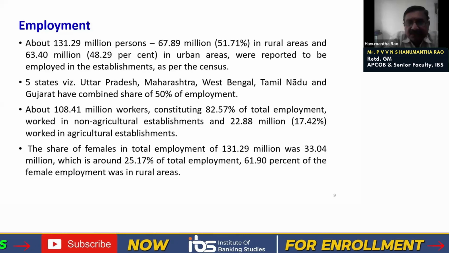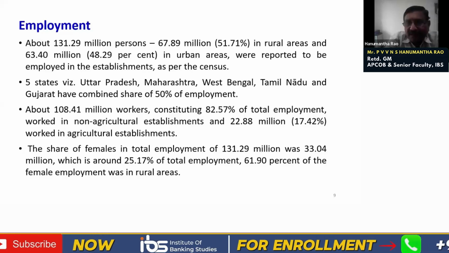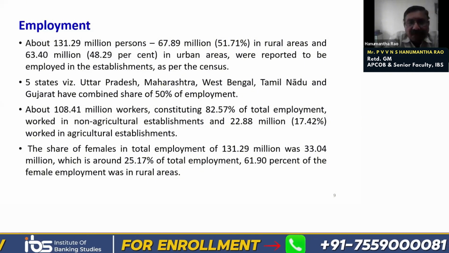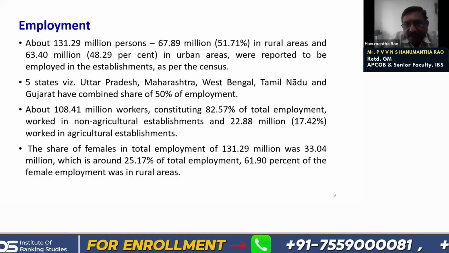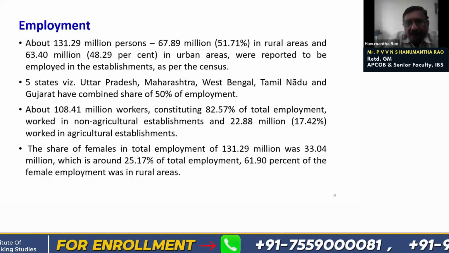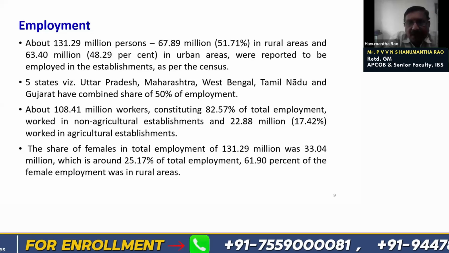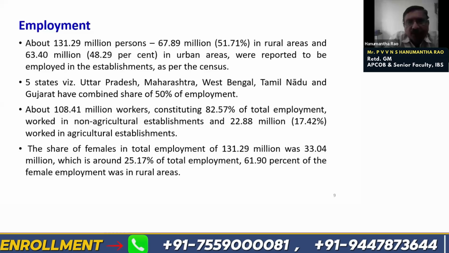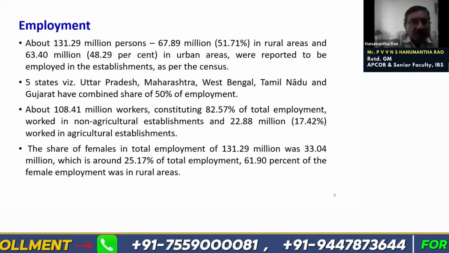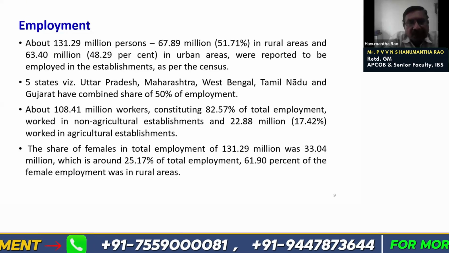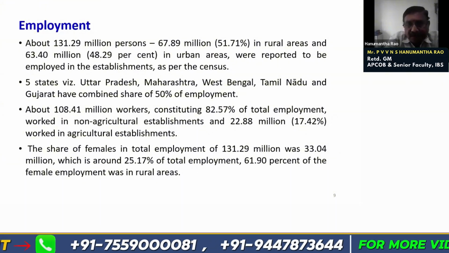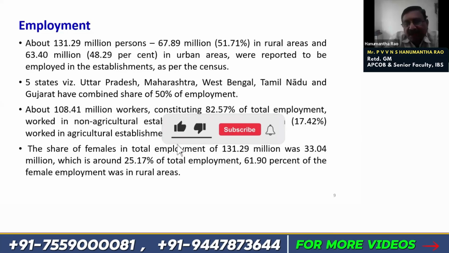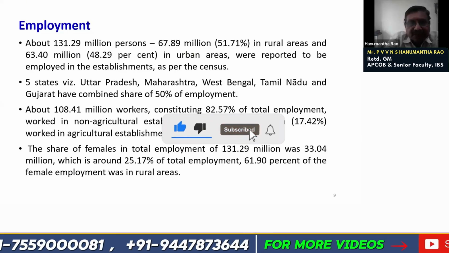Again 5 states, Uttar Pradesh, Maharashtra, West Bengal, Tamil Nadu and Gujarat. These 5 states have covered 50% of the employment. So these states have got the employment up to 50%. So their share is 50% of the 131.29 million. The remaining persons are from other states and union territories.